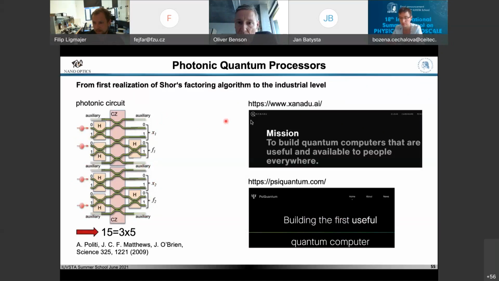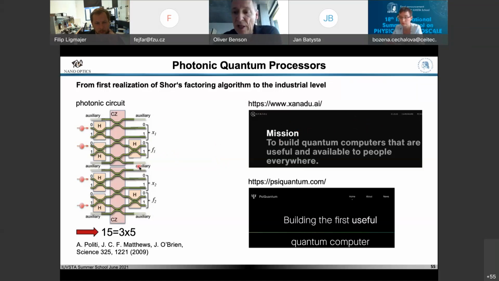And there are nowadays a couple of companies like Xanadu or PsiQuantum, and they are now heading for realizing these photonic quantum processors with thousands of qubits in it. For some reason, they also have very black home pages. If you take a look at this, maybe then the light looks better, I don't know. But they're taking this seriously.